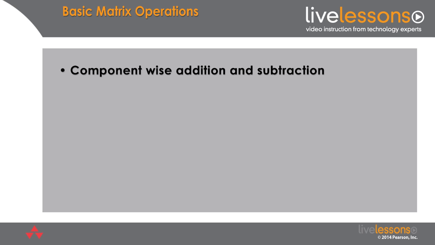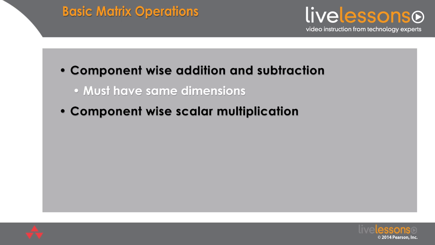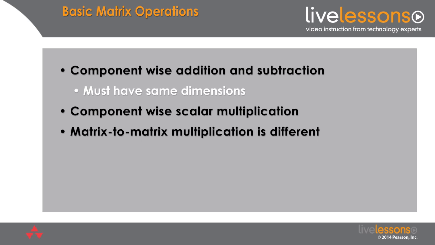You can perform a number of basic arithmetic operations on matrices. As with vectors, addition and subtraction are performed component-wise. Thus, the two matrices must have the same number of rows and columns in order to perform addition or subtraction. Scalar multiplication is also performed component-wise, where the scalar is multiplied with each element of the matrix. However, matrix-to-matrix multiplication is a bit different.